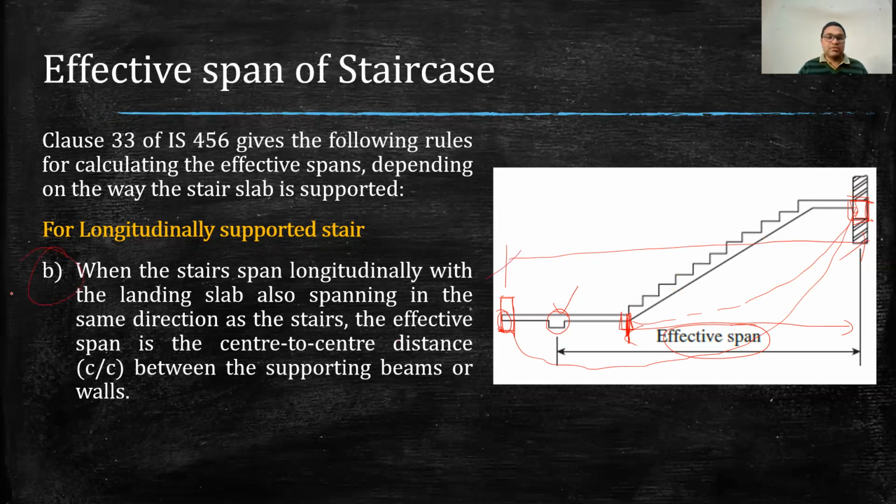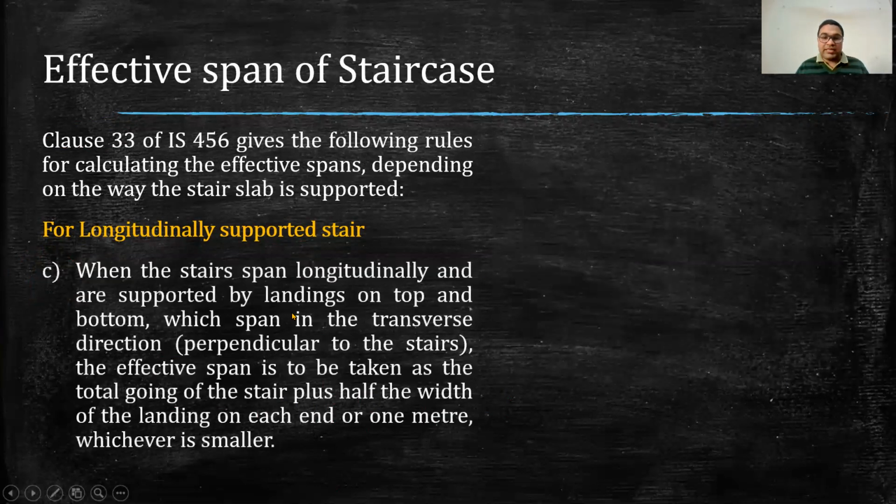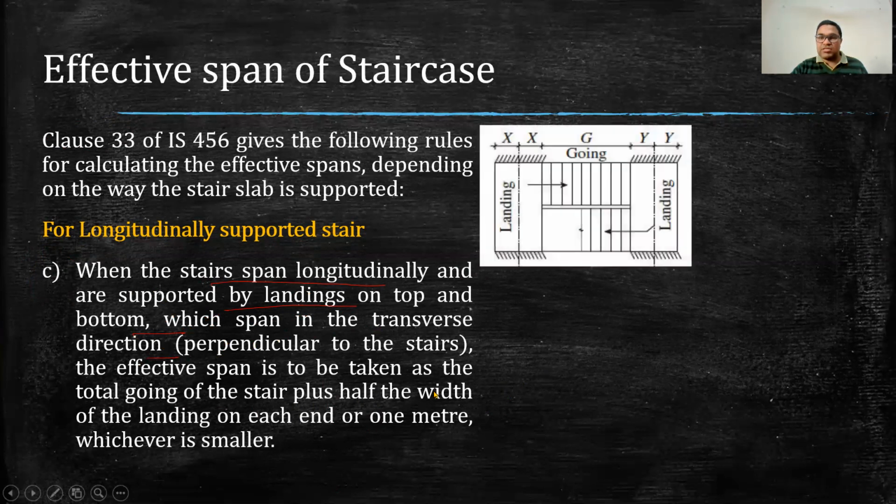So this is as per the case if the staircase is falling in this category. Similarly, if we talk about case C, in this, the stairs span longitudinally and are supported by the landing on top and bottom, which span in the transverse direction. So now we are talking about the C category, which we have seen earlier also. So in this case, you can see when beams are provided parallel to the shorter span of the landing.